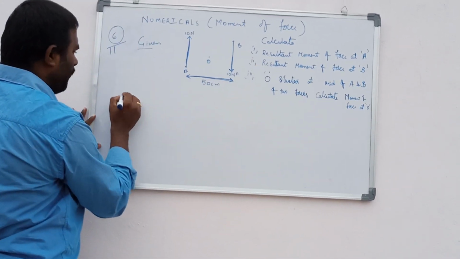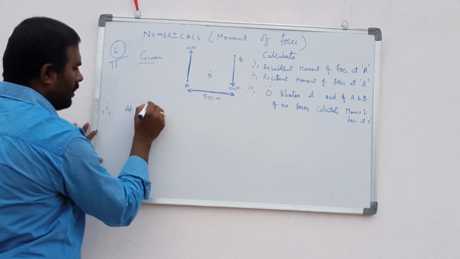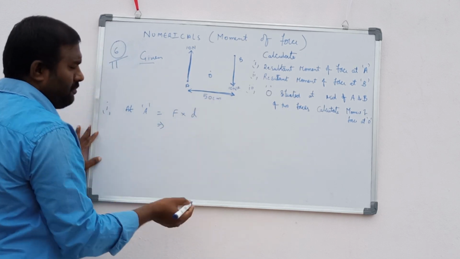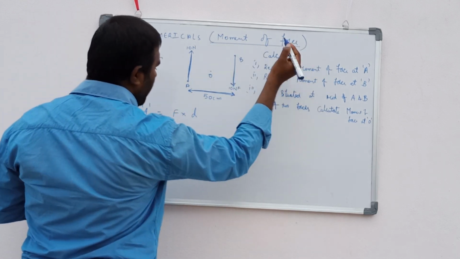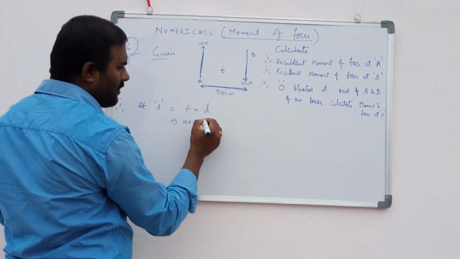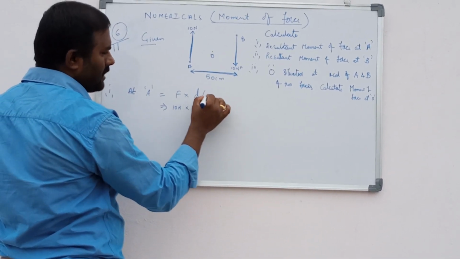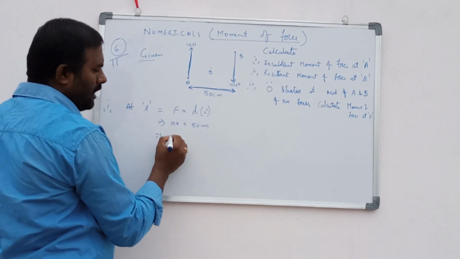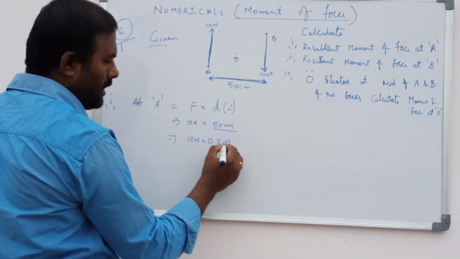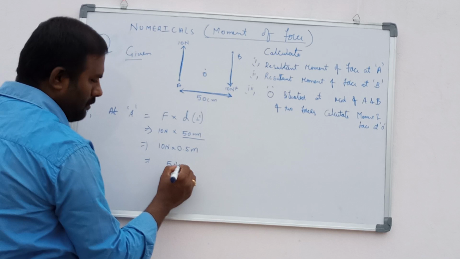So the resultant moment of force at A is equal to force into distance. It is the same for all the problems, the same moment of force formula we are going to use. We have to check what force and what distance they have given. So force into distance, which is the perpendicular distance from the fixed point. So 10 newtons, and whenever the distance is given in centimeters we have to take it in meters. So this is 5 Newton meters.